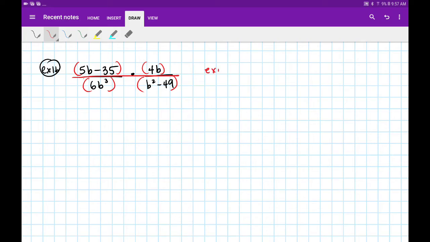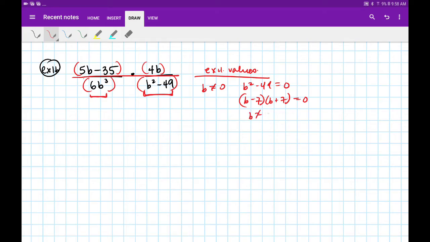Let's find our excluded values really quick. So we set our denominator equal to 0. Well, from this one, I see that b cannot equal 0. And from here, I can use difference of squares to find out that b cannot equal 7 or negative 7. So this is my complete list of excluded values. B can't equal 0, 7, or negative 7.